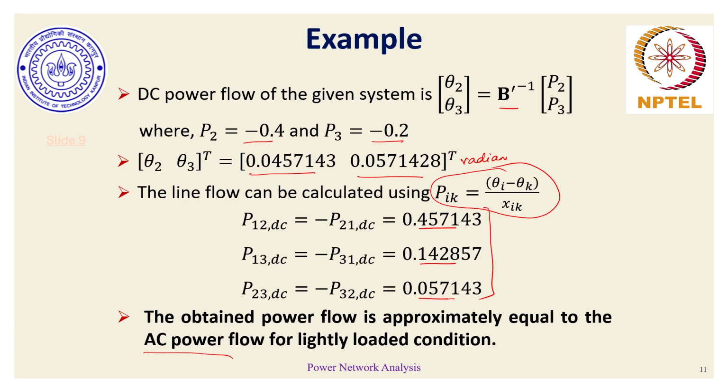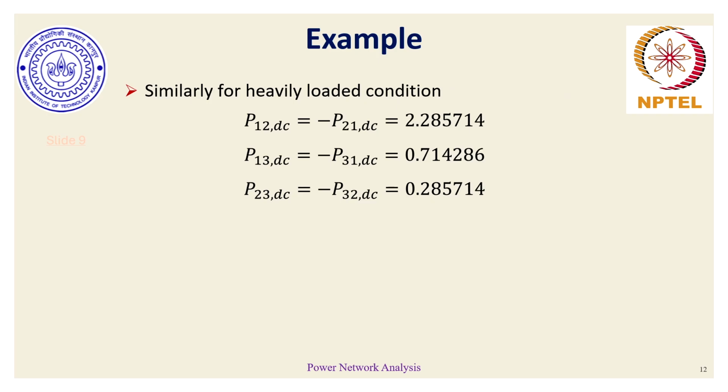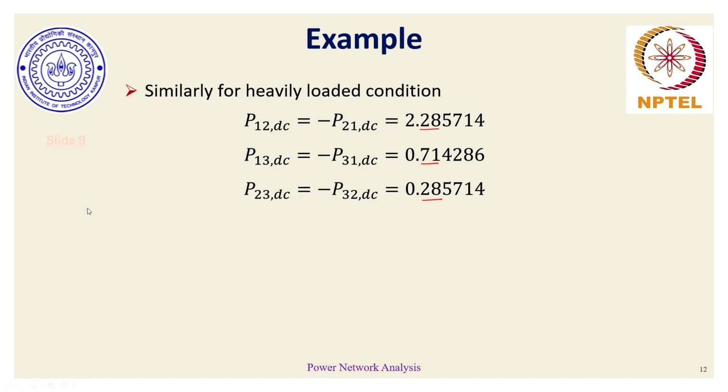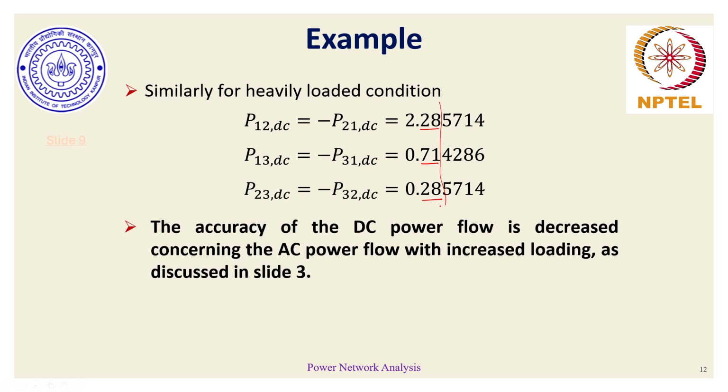For heavily loaded condition, if we follow the same process of solving DC power flow, the flows that we would get would match till, I think, the second or the third decimal only compared to the solution which is shown over here. The error has gone up, and hence the accuracy has gone down. So the accuracy of DC power flow has decreased compared to AC power flow with increase in line loading, as discussed earlier.